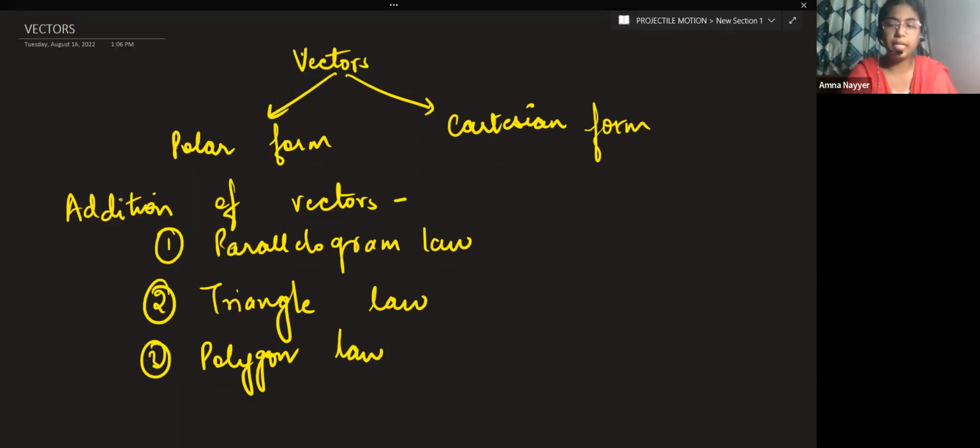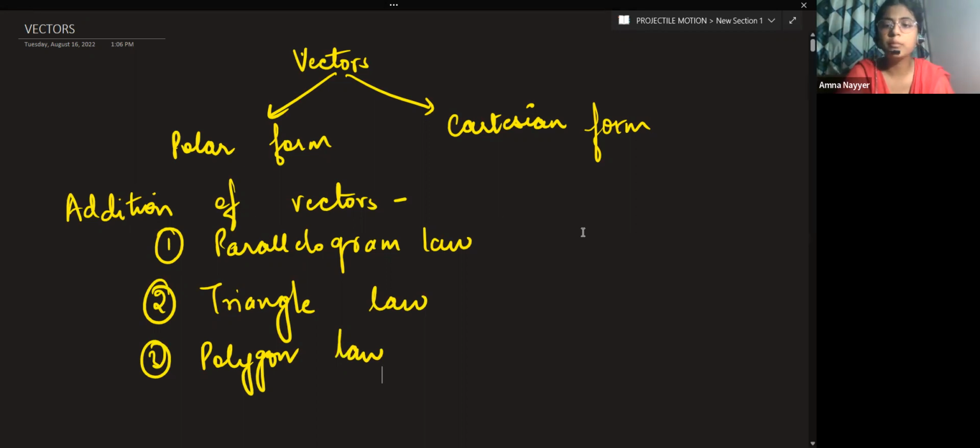Now, again repeating, in your lower classes, you've already studied that physical quantities are grouped into either scalar quantities or vector quantities. So scalar quantities are those quantities that just have the magnitude. How is the magnitude given? Magnitude is given simply by the formula.